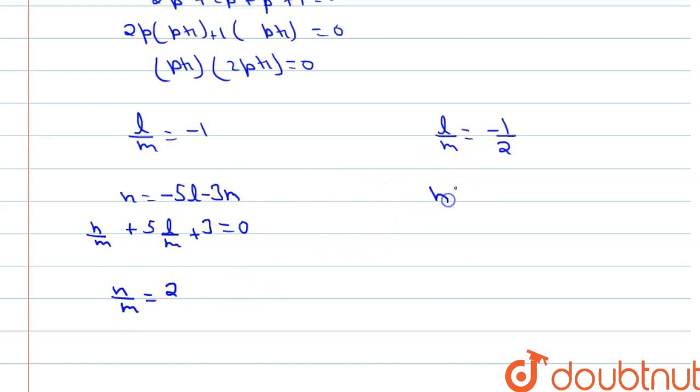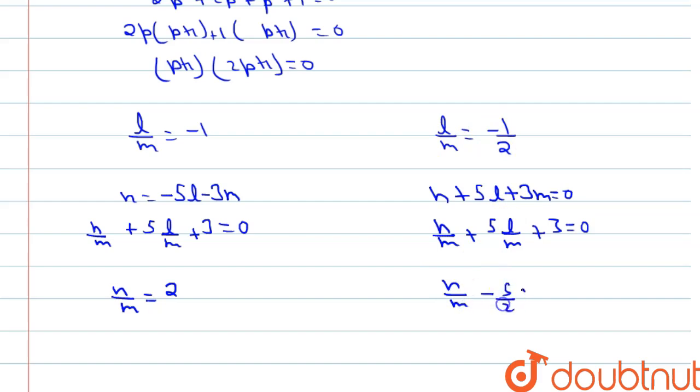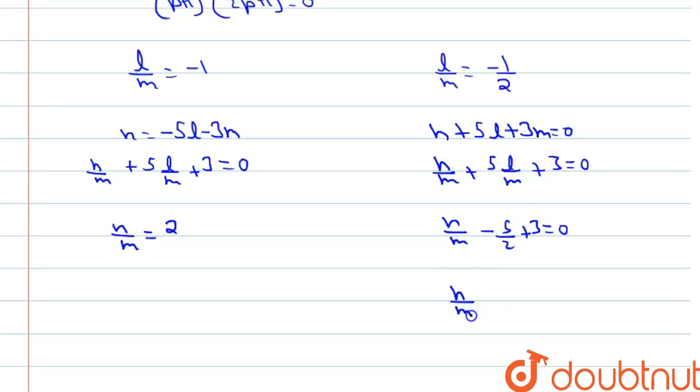So here we know n plus 5l plus 3m is equal to 0. The same thing here. Now we also divide this by m here. So this is n by m plus 5 of l by m plus 3 is equal to 0. Now l by m has the value minus of 1 by 2. So this is equal to minus of 5 by 2. So n by m minus of 5 by 2 plus 3 is equal to 0. Right. Now n by m from here we can write n by m will be equal to, this is 3 to the 6, 1 by 2. So this will be minus of 1 by 2.